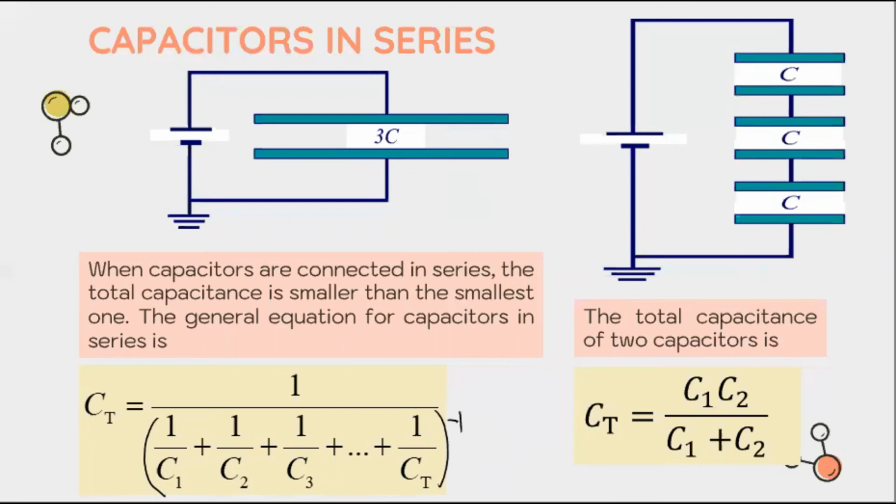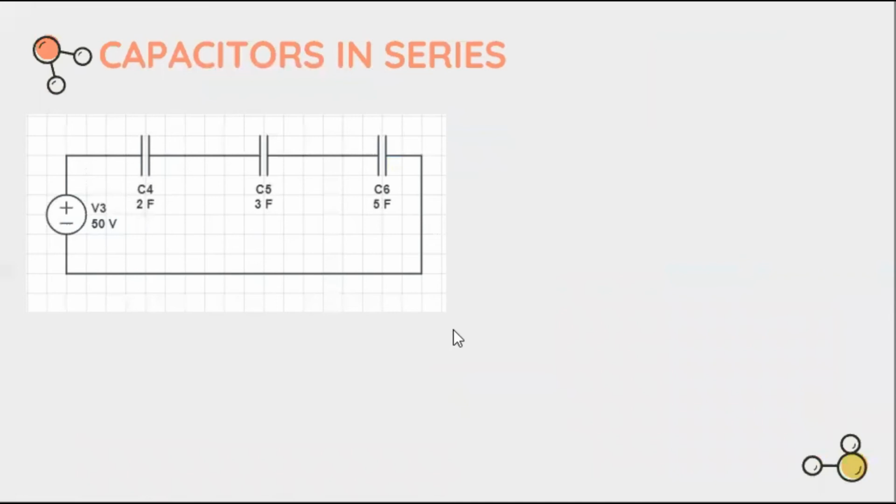Okay? So we could get the total capacitance of two capacitors using C1 multiplied by C2 over C1 plus C2. So this is product over sum rule. Okay, so let's try this one. So we have here three capacitors connected in series. So we are going to compute the total capacitance of the system.